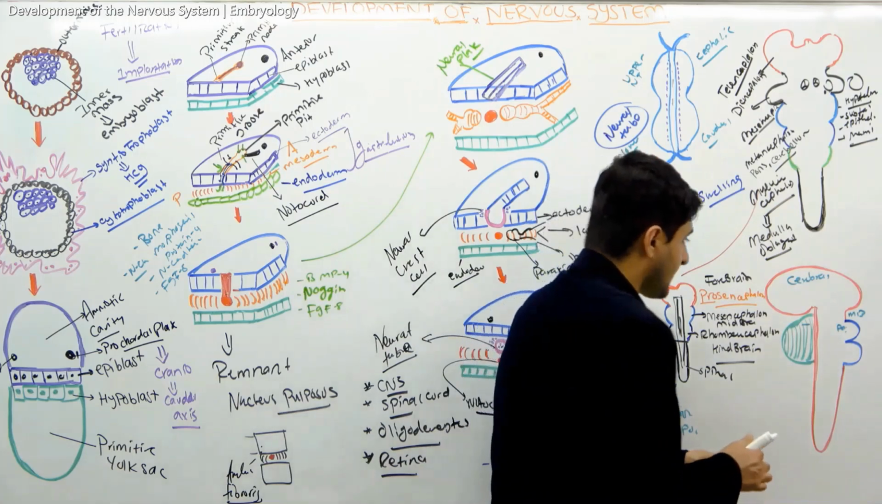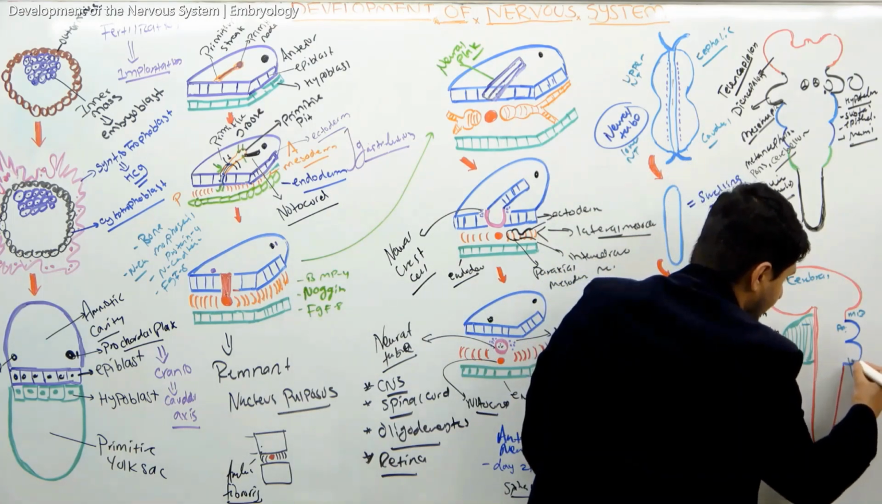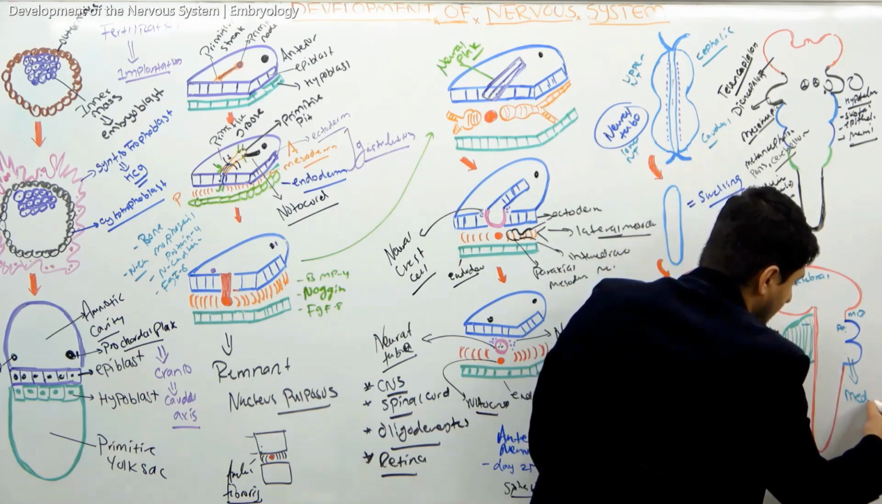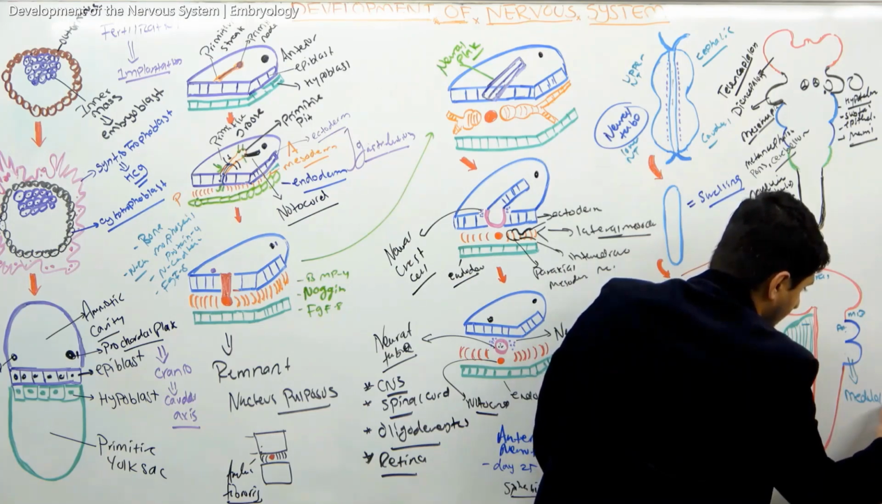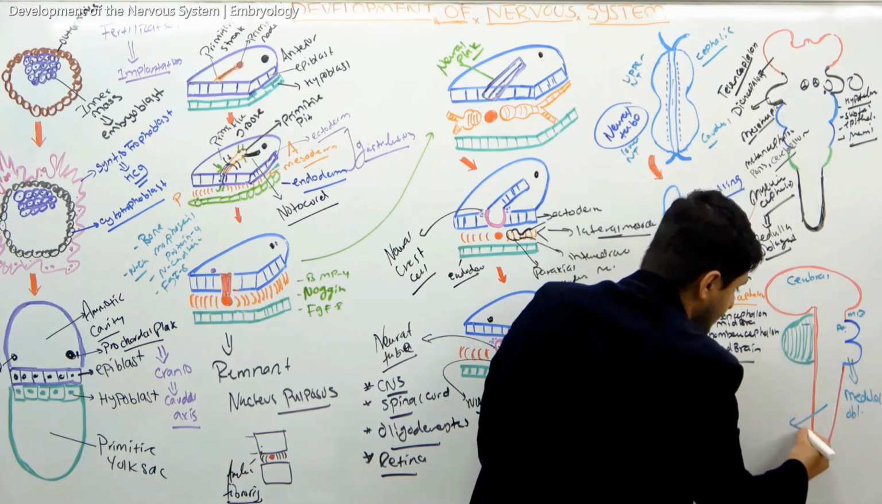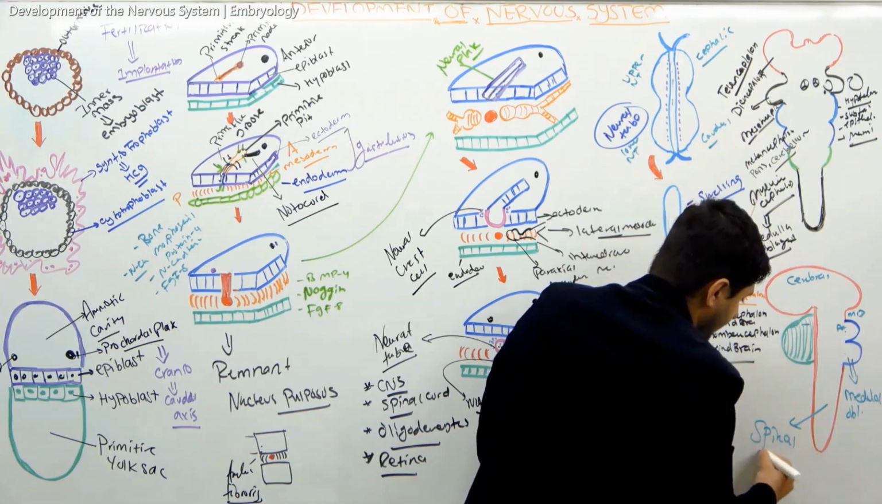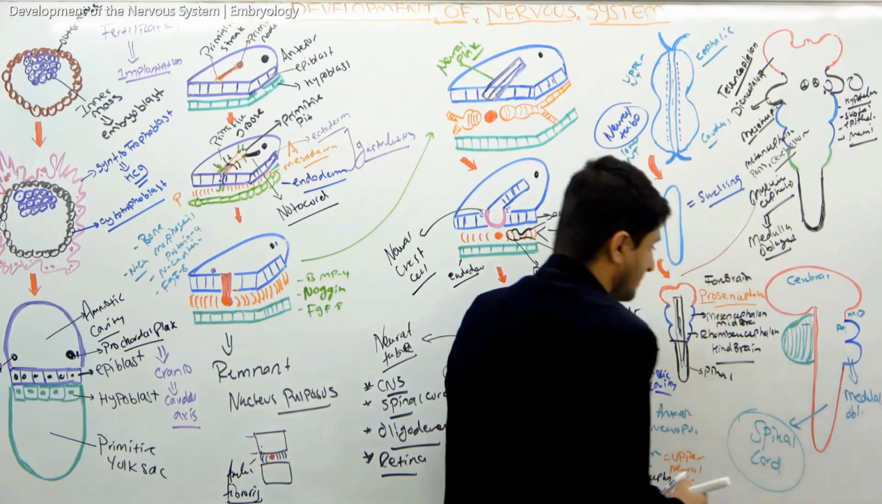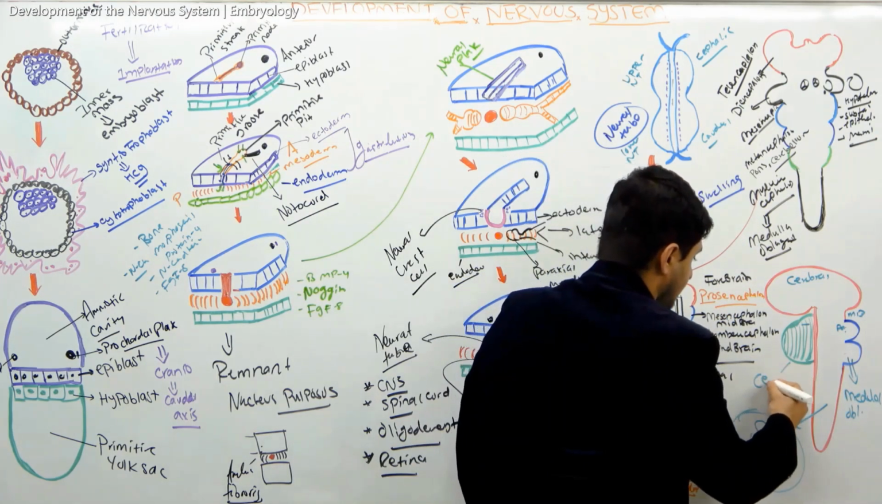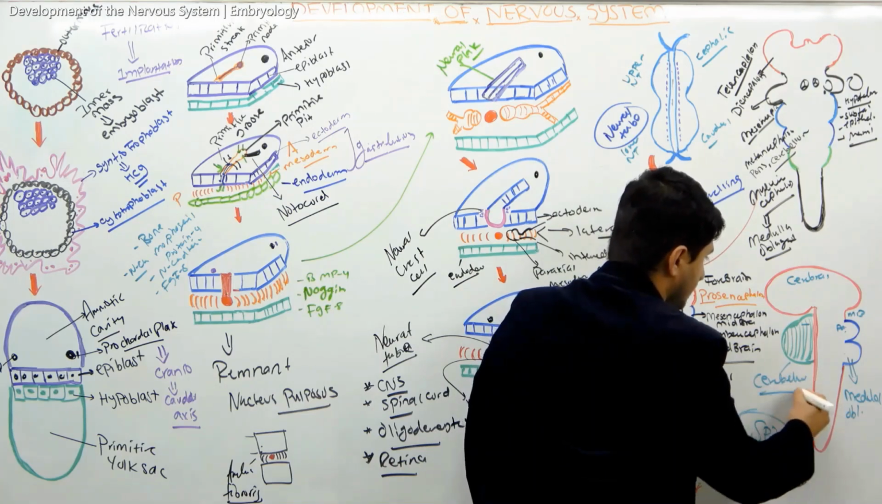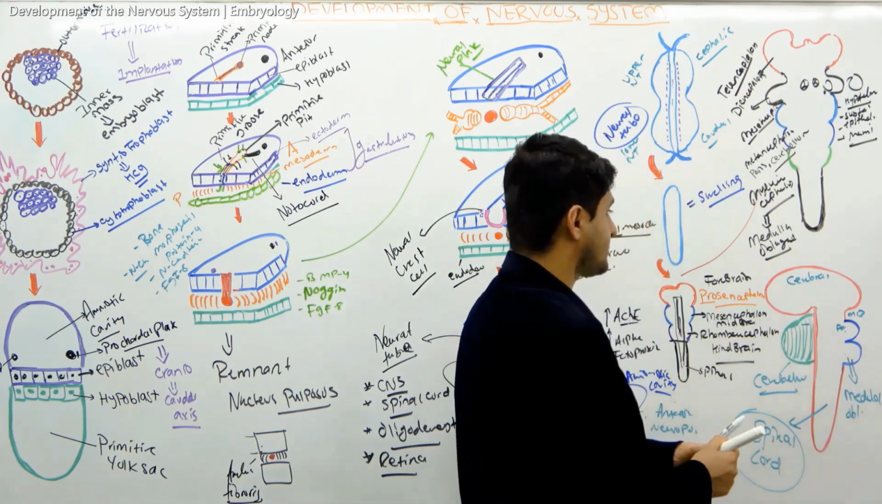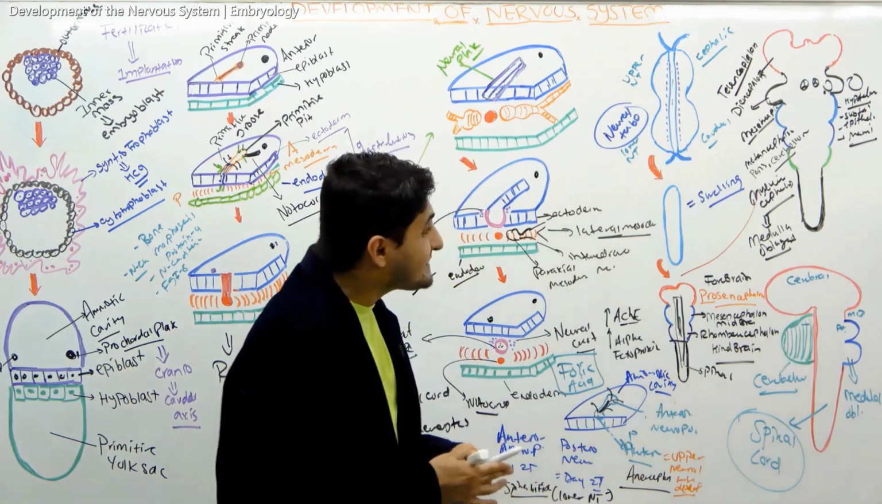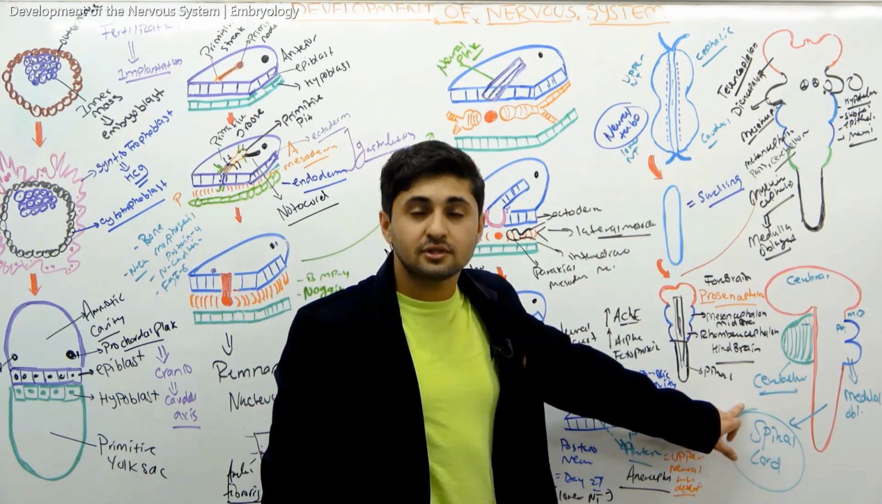And then obviously, the myelencephalon is the one that's going to give rise to your medulla oblongata, right? And you guys know this is the spinal cord. All right? And this is your cerebellum, medulla, and the cerebral cortex, right? Now, this is how the nervous system develops.